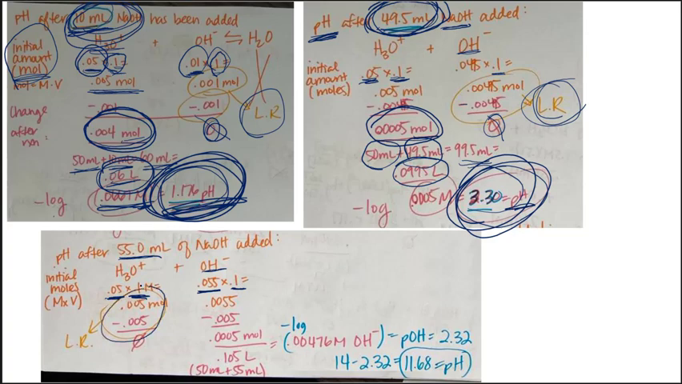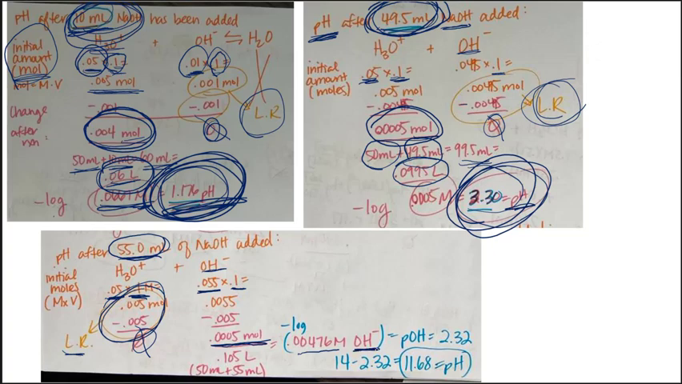Now my smaller number is my acid. That's my limiting reactant now. So I have to subtract that, leaving me with no acid, 0.0055 minus my 0.005 leaves me with 0.0005 moles of base divided by my total volume, 50 milliliters of acid and 55 milliliters of base is 0.105 liters. That gives me a concentration of 0.00476 molar.